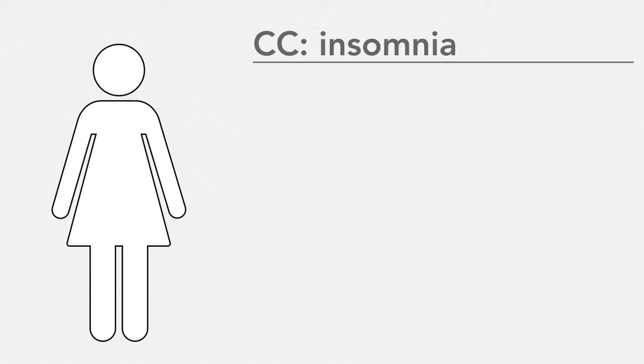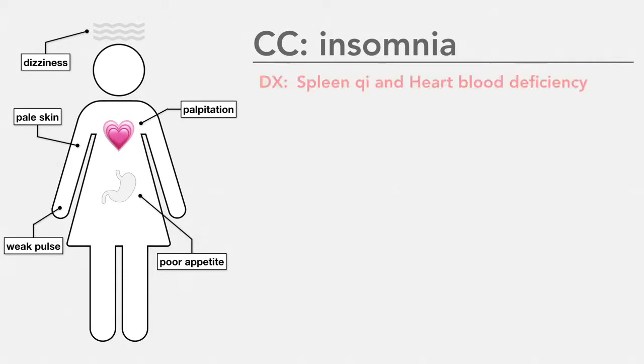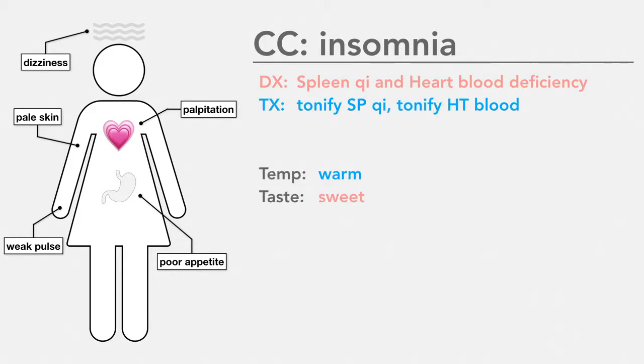But say we have another patient coming in with insomnia, but this time the other signs and symptoms are different. Here, based on these symptoms, we might diagnose spleen qi deficiency with heart blood deficiency. So our treatment principle would be tonify spleen qi and tonify heart blood. So here, we'll probably use herbs that are warm in temperature and sweet in flavor because the sweet flavor tonifies. And this time, we'll use herbs that enter the spleen and heart channels instead. So even though both of these people have insomnia, the way we treat them and the herbs we use are going to be very different depending on the pattern diagnosis.